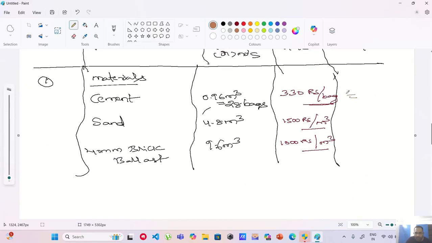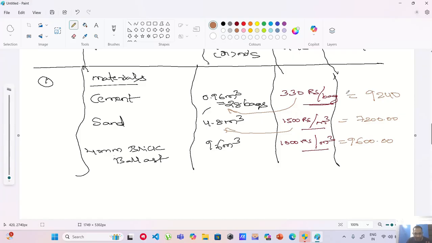Okay. So for one bag is 330 rupees, and for 28 bags, when you multiply 330 into 28, it will be equal to 9240 rupees. And the next one for sand, 1500 into 4.8 cubic meter, it will be equal to 7200 rupees. And the next one, 40 brick ballast, it will be equal to 9600 rupees. This is the cost of material.